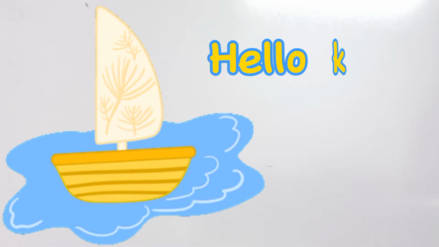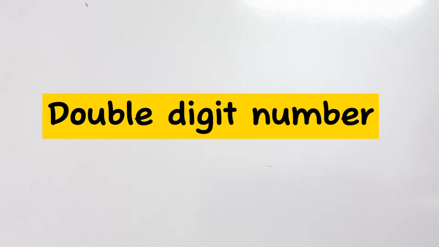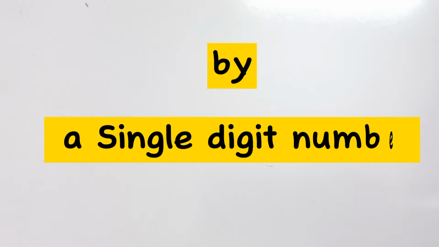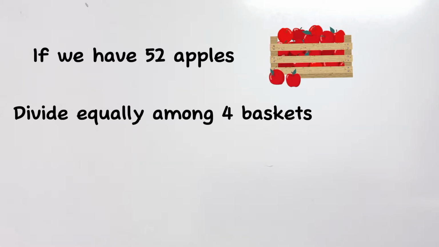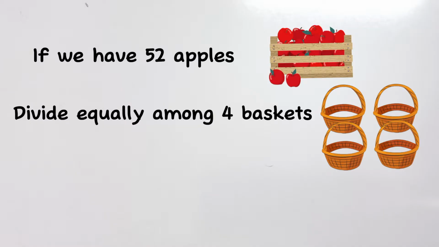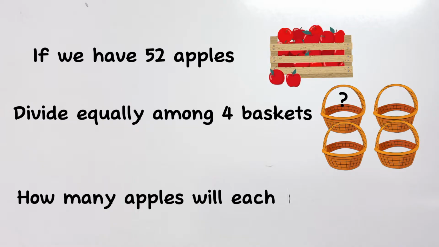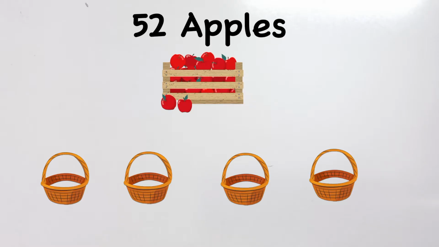Hello children. In this video, we will learn how to divide a double-digit number by a single-digit number. If we have 52 apples and we want to divide them equally among 4 baskets, then how many apples will each basket contain? Now, we want to divide 52 into 4 equal groups. So let's write 52 divided by 4.